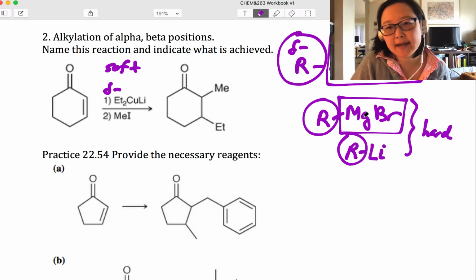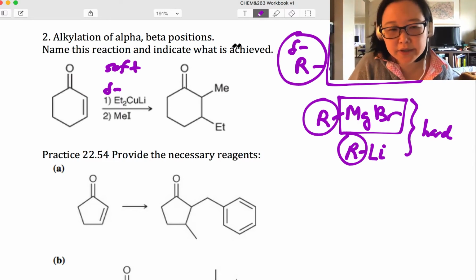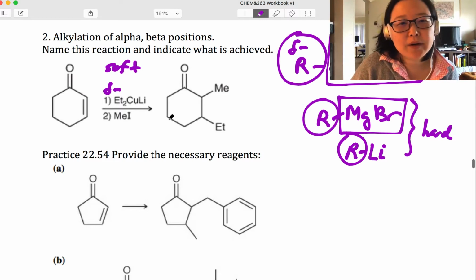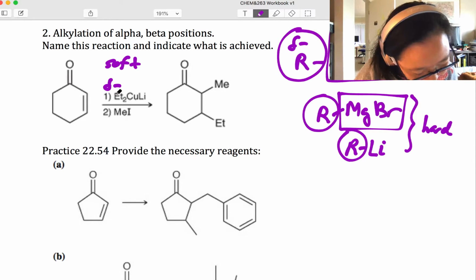These guys are going to want to attack the carbonyl carbon. This one will be like a Michael donor. It will attack the 1,4 position. Okay, all right, so given that, can we work out the mechanism of what's going on here? So, like I said, this is our nucleophile. So an ethyl group is going to attack 1,4 because it's softer than a Grignard.